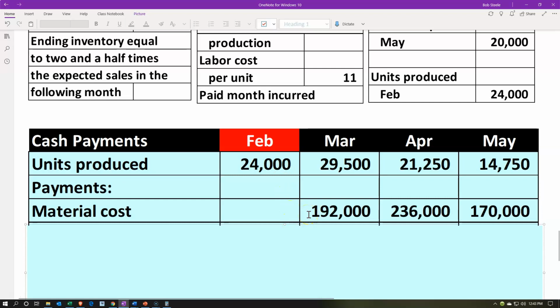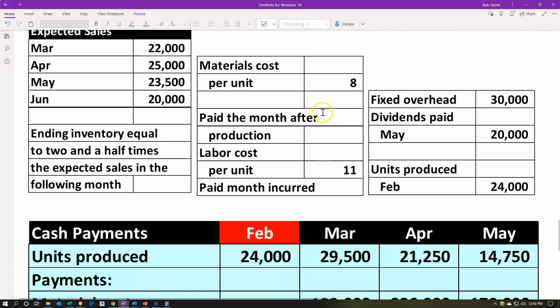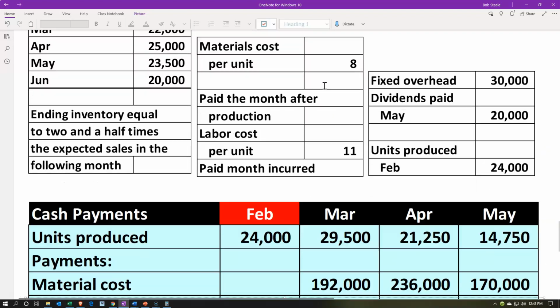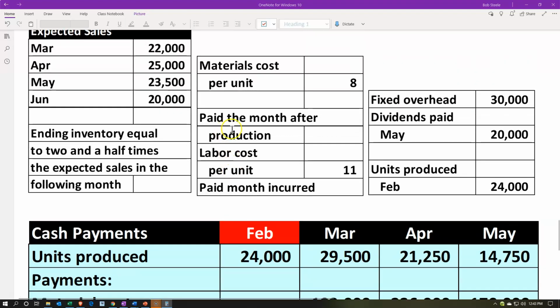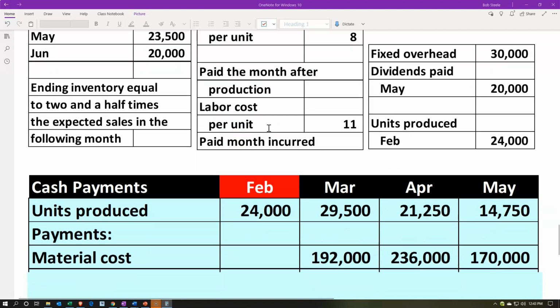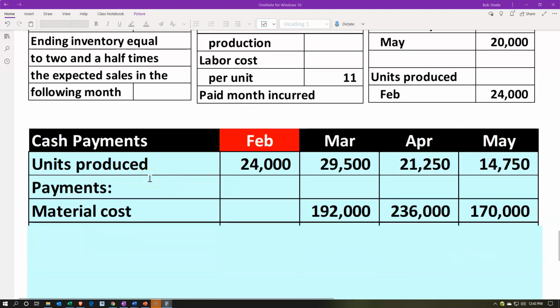Let's think about the payments related to the materials. So the payments related to materials is going to be $8. We've got the $8 that we're going to be paying for the materials, and we're also going to be paying for them the month after. What it said was paid the month after production. So we could have added another line, as we've seen in the past, and say these are going to be the purchases on account that we're going to have, and then stagger it.